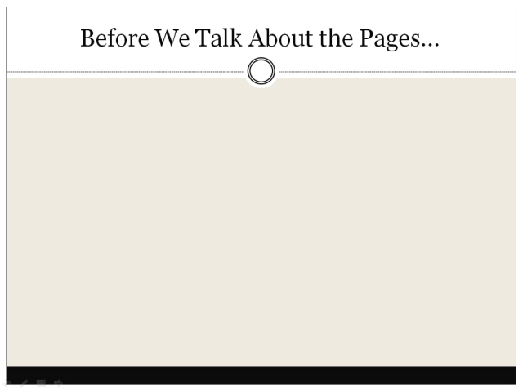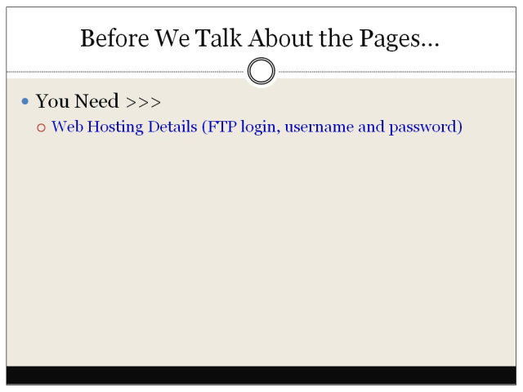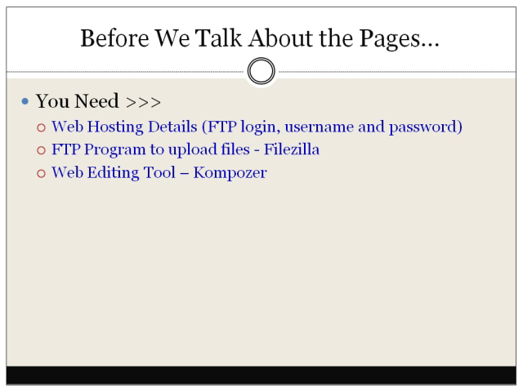Now, before we talk about pages, I want to make sure that you have everything that you need. Basically, you're going to need your web hosting details, your FTP login, your username and password beforehand, so that you can log into your website and upload your files. You're going to need an FTP program to upload files called FileZilla. And you're going to need to have a web editing tool called Composer.